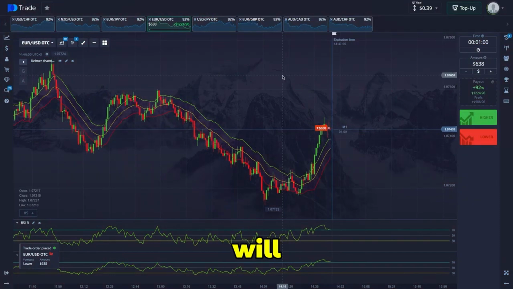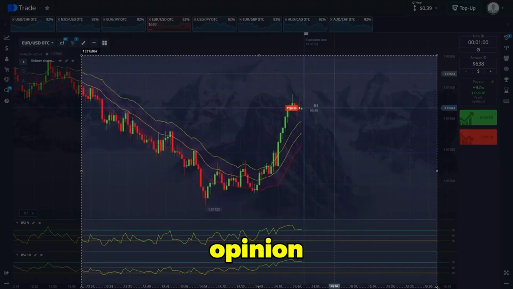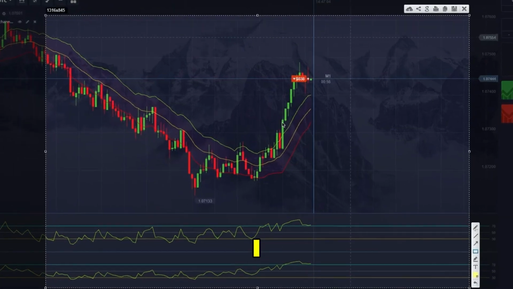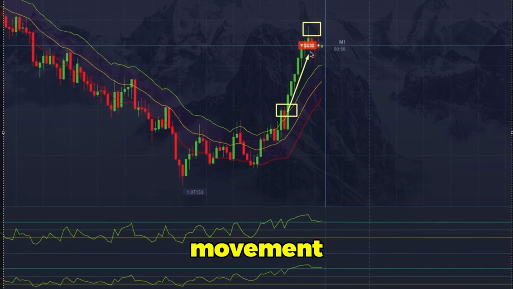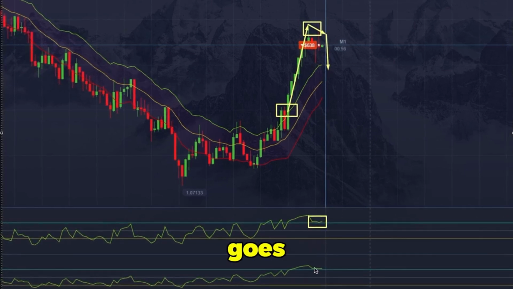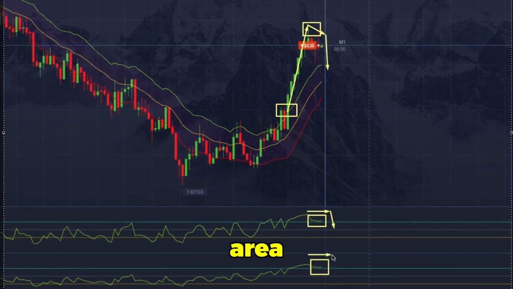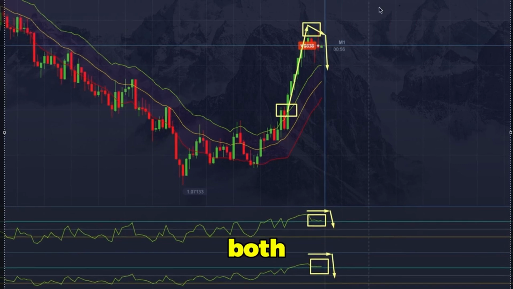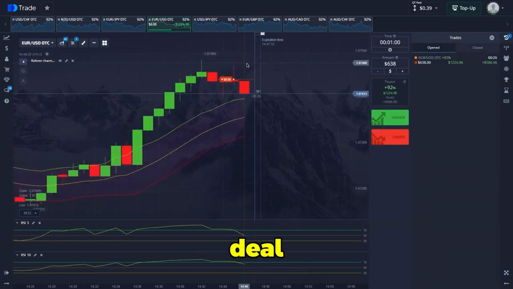And here again, we will open a downward trade, all according to the same entry logic. In my opinion, the deal's already been opened here or not. I honestly do not remember. But we have exited the channel movement. A new local maximum has formed. Then the dynamics of the movement goes down. We should see the intersection of the overbought area for both of our oscillators from top to bottom. Here we are reopening the downside deal anyway.